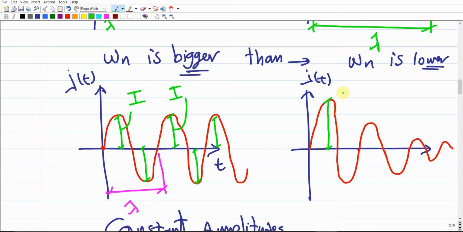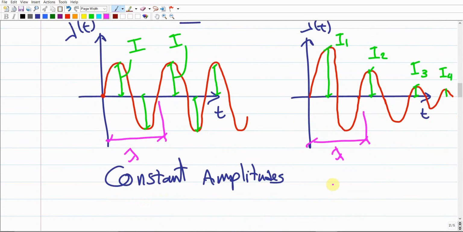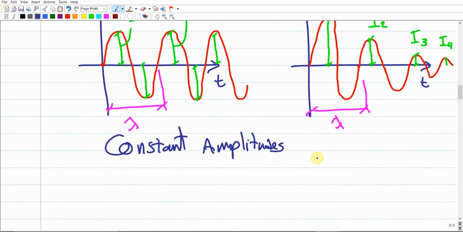The amplitude here is the amplitude of the first cycle, which is definitely different than the amplitude of the second cycle. And this is the amplitude of the third cycle and the amplitude of the fourth. So as we move with time, we end up with a decrease in the amplitude, but the wavelength is still the same, which is lambda. So for this case, we have a decreasing amplitude.